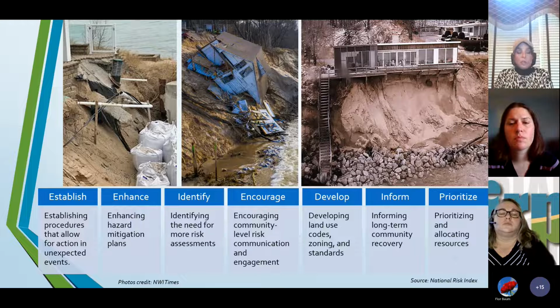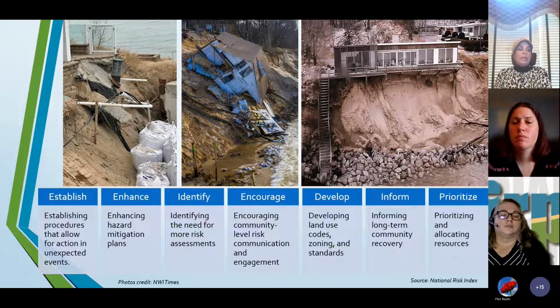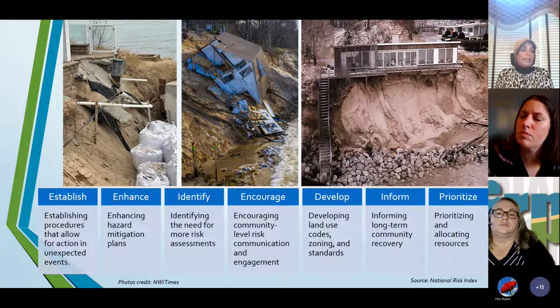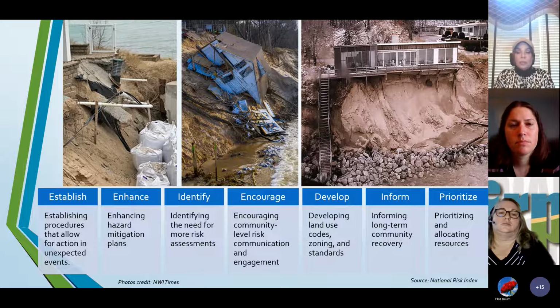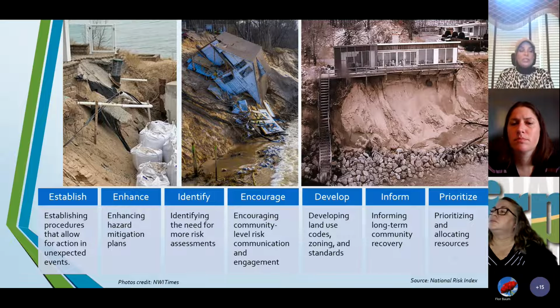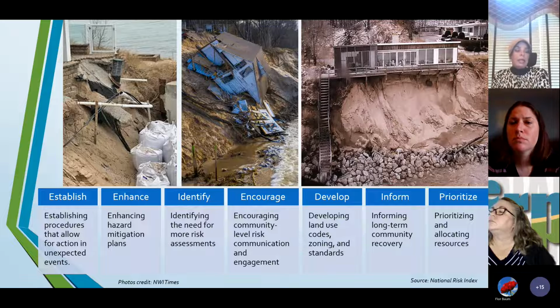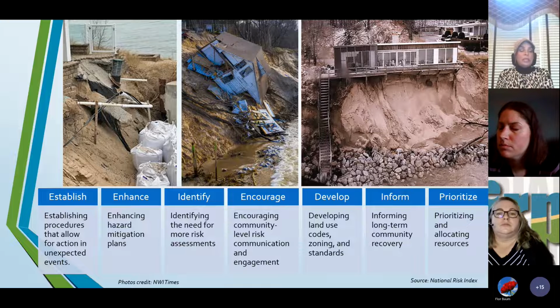Then, encourage community-level risk communication and engagement. People have to be aware of how to communicate with the disaster department, how to move, or how to act in case of disasters. Developing land use codes, zoning and standards is really important, and we're going through some of the questions in the assessment to avoid that. We already have some buildings within disaster or flooding areas, but with retrofit, redevelopment or new development, we should have these codes in place so people can avoid these risks. Informing long-term community recovery is really important. And the last one is to prioritize and allocate resources.